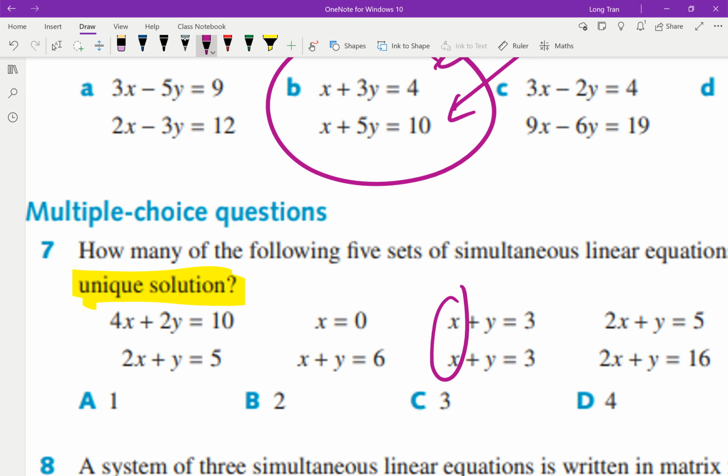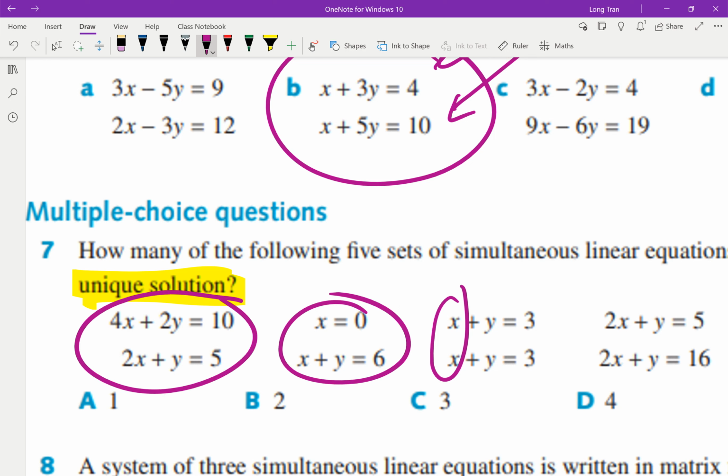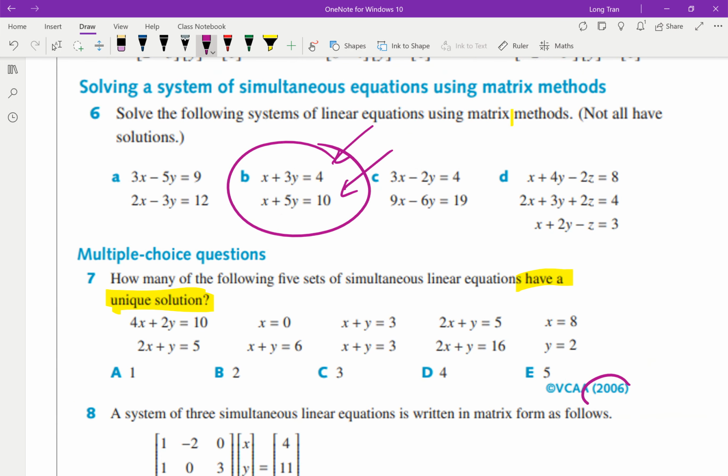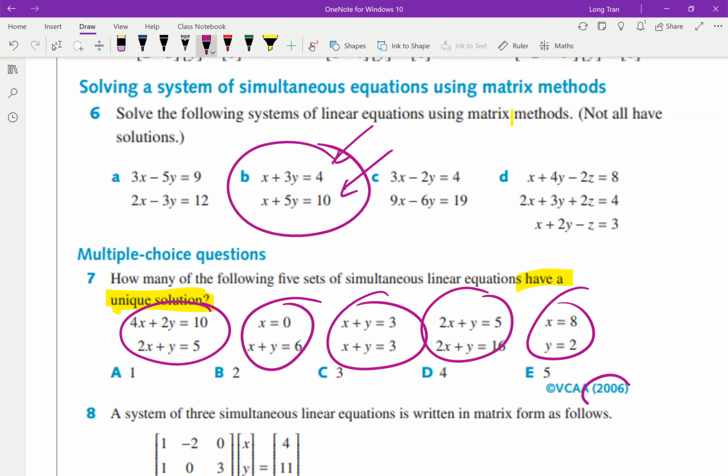Or you can try to solve it, and if your CAS comes back with no solution, it just means there's no solution. Okay, if the CAS comes back with an answer, then you have a unique solution. So one of the ways is you can, this is a VCAA question from 2006, you can do that for each and every one of them and try to solve in your CAS, but it takes a long time.